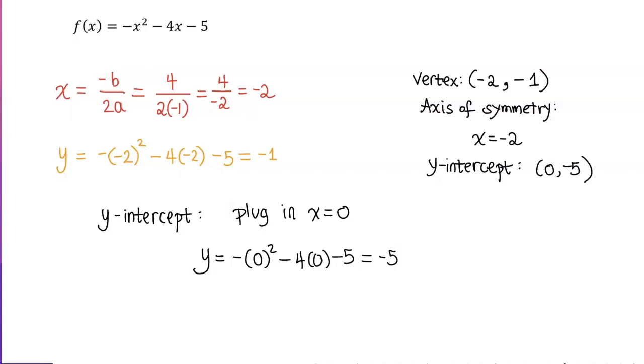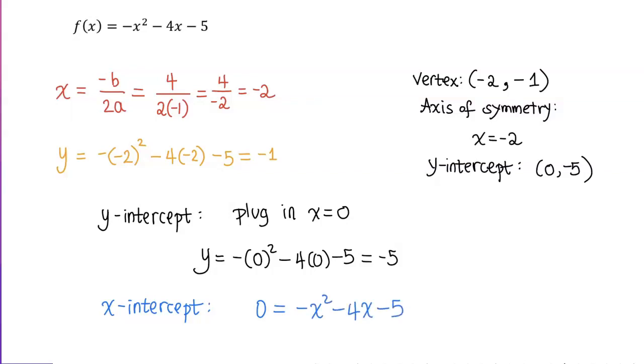Now let's go find x-intercepts. If you want to find x-intercepts, this may be a little bit more tricky. For x-intercepts, you want to set the entire function equal to 0. So set y equals 0. That will give you 0 equals negative x squared minus 4x minus 5.